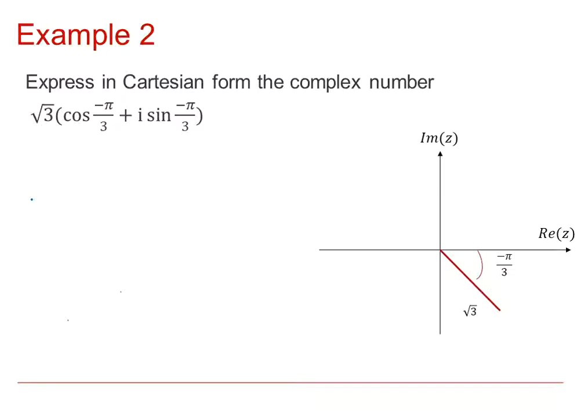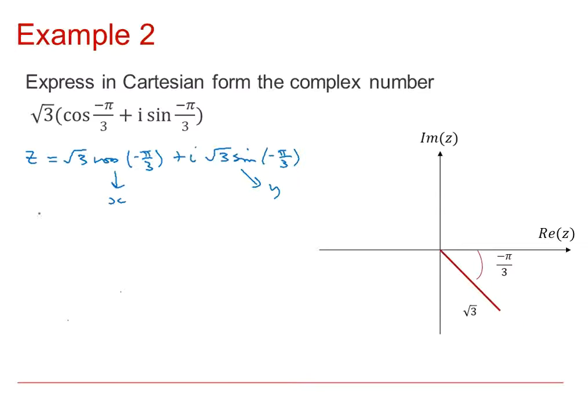So in the second example, we've been given the modulus argument form of the complex number and we want to convert it into Cartesian form. You can see from the very useful sketch, we can see the modulus is root 3 and the argument is minus pi by 3. So just for clarity, I'm just going to expand this bracket so we can see what's happening here. So we've got z is root 3 cos minus pi by 3 plus i root 3 sine minus pi by 3. And we know that this component here must be x and this component must be y.